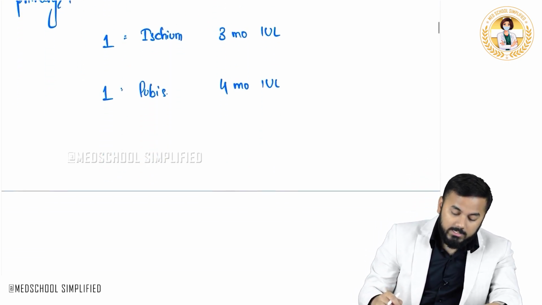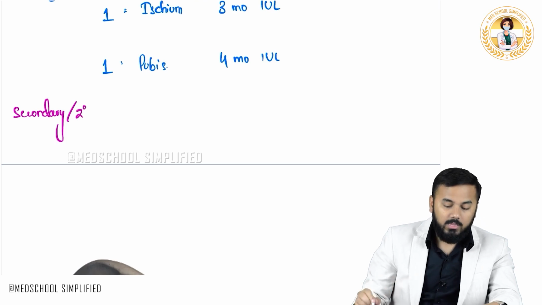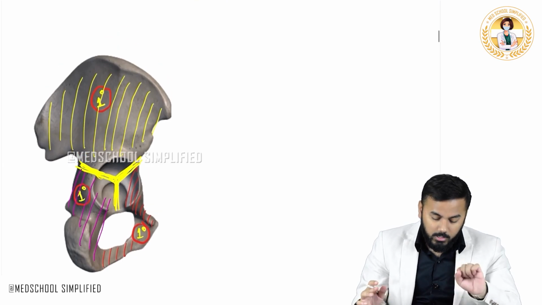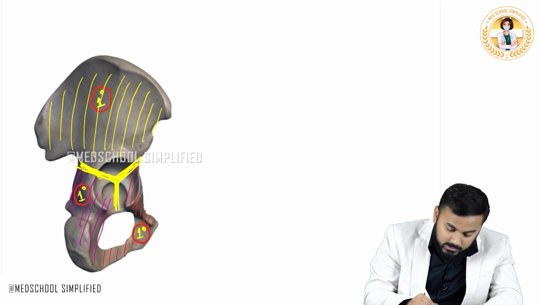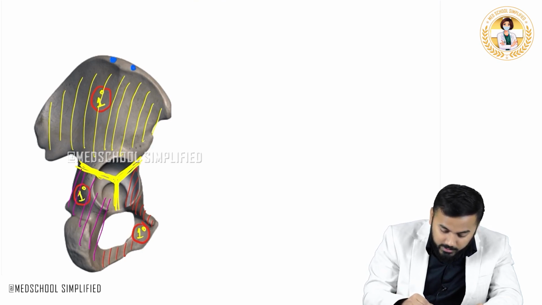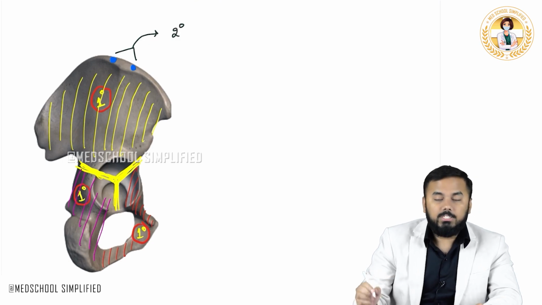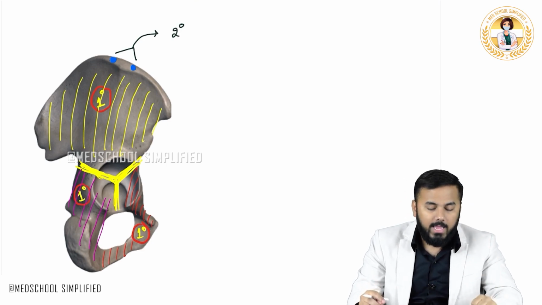Now let us discuss secondary ossification centers. I told you secondary ossification centers are 5. So where are these secondary ossification centers? Let us look. In this picture, let me point out some important structures. You see this iliac crest over here? On the top of the iliac crest, can you see 2 centers? These are secondary ossification centers. How many are they? 2. Where are they? On the surface of the iliac crest.